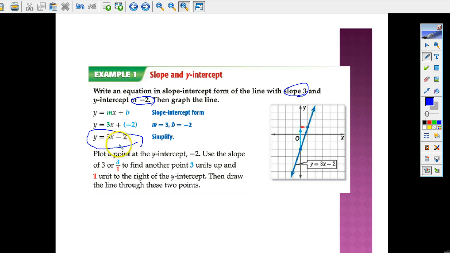Now to graph this, if you remember from last year, you're going to always start with your y-intercept. So start at -2, put a dot here, and then from there you're going to rise over run. 3 is the same as 3 over 1. So you rise 3, 1, 2, 3, run 1, put another dot there, and connect the two dots, and there is your nice line.